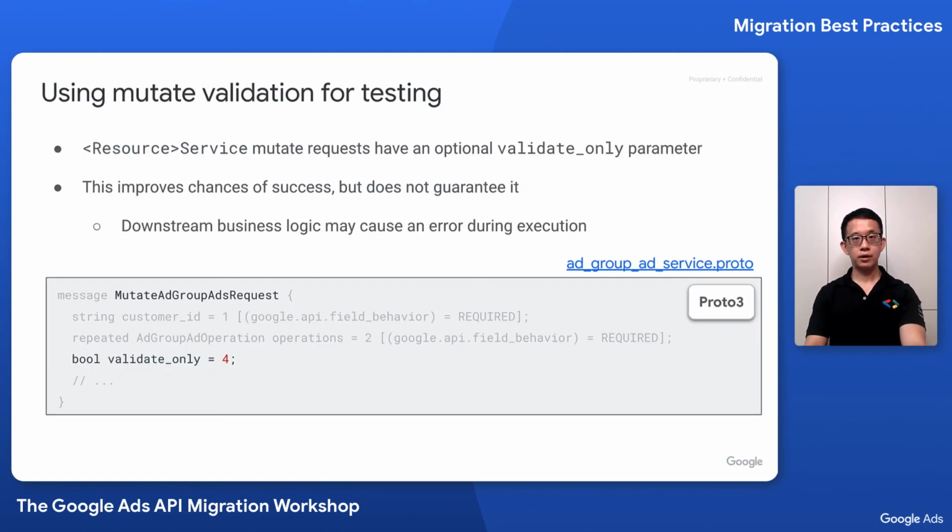The final feature I would like to mention for mutates is mutate validation. In many services, they provide an optional validate-only parameter for their requests. You can use this to test whether your operations will succeed or fail. It's particularly useful for when you want to test policy validations of an app. This improves chances of success, but it does not guarantee that the results will be the same, because the downstream business logic may cause an error during the real execution.